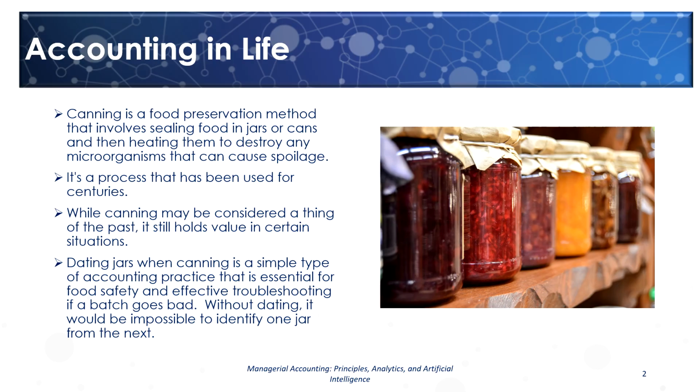Before we get into process costing, let's connect it to real life. Canning food is a preservation method that involves sealing food in jars or cans and heating them to destroy microorganisms that cause spoilage. When people can food, they often date the jars. Dating jars is a simple type of accounting practice because it helps track batches. If one goes bad, the date allows you to identify which jar belongs to which batch. Without dating, it would be impossible to troubleshoot problems.